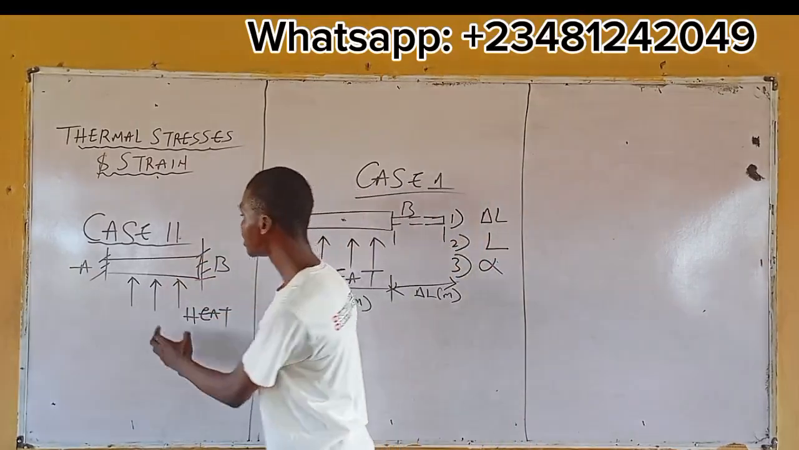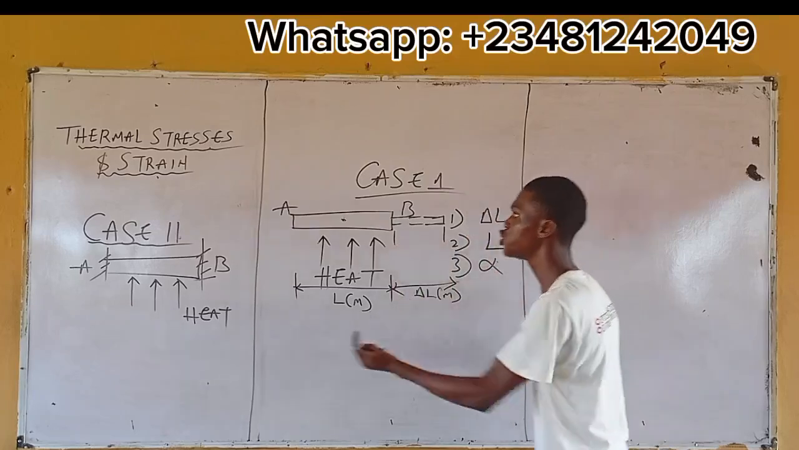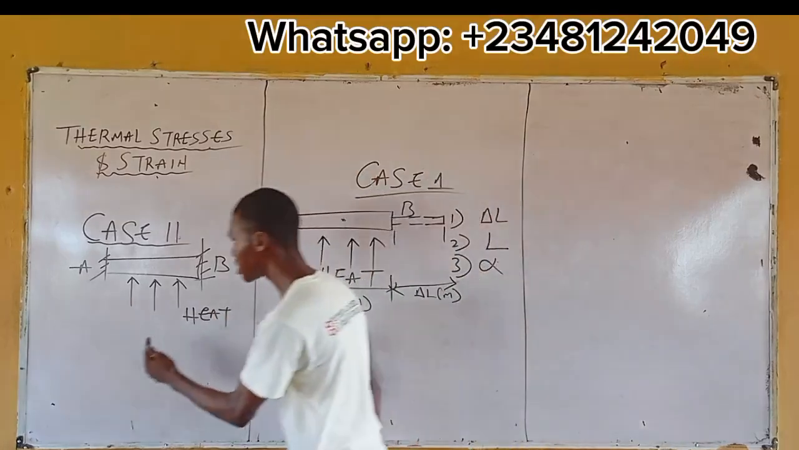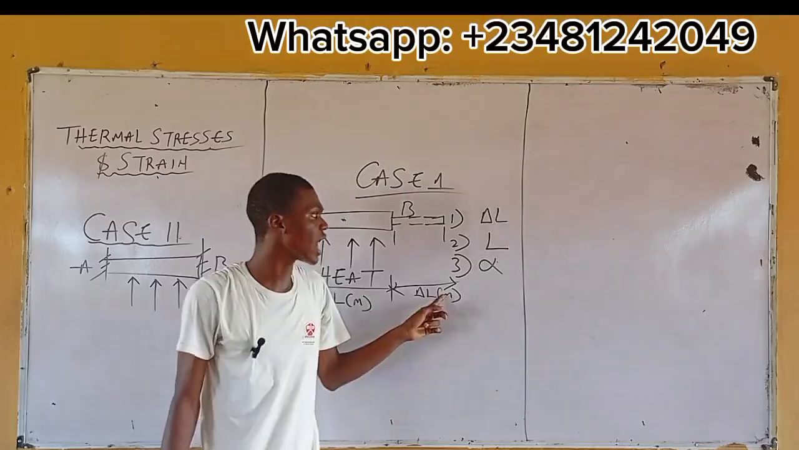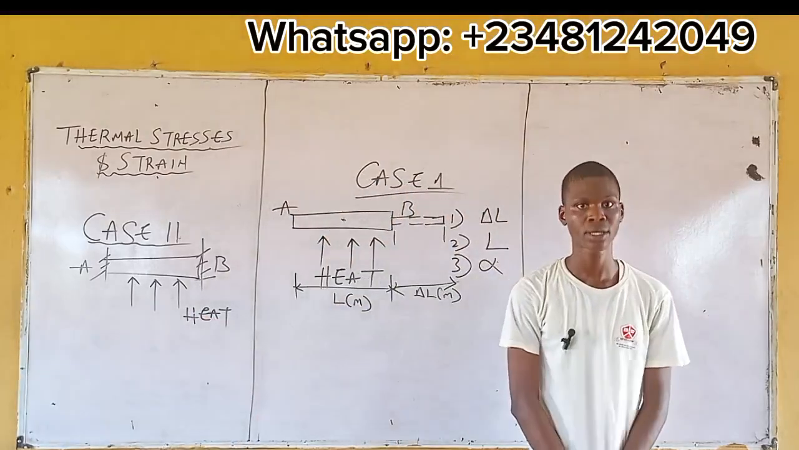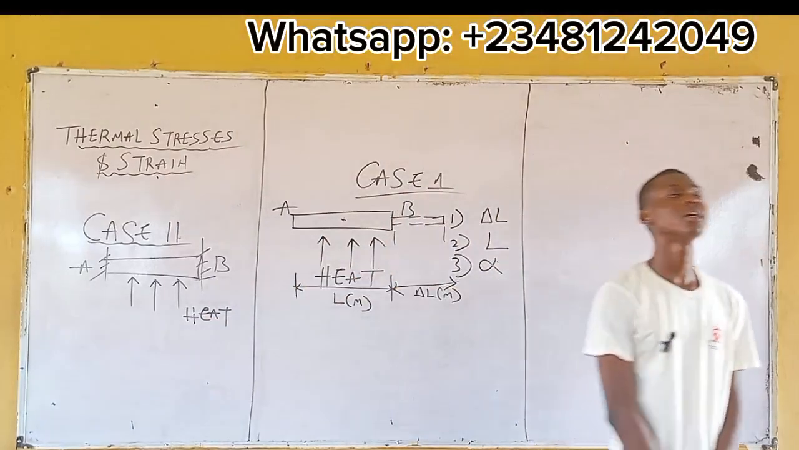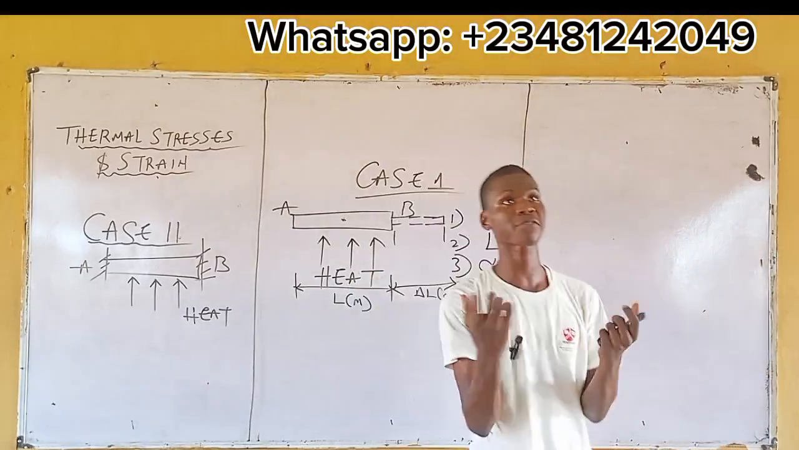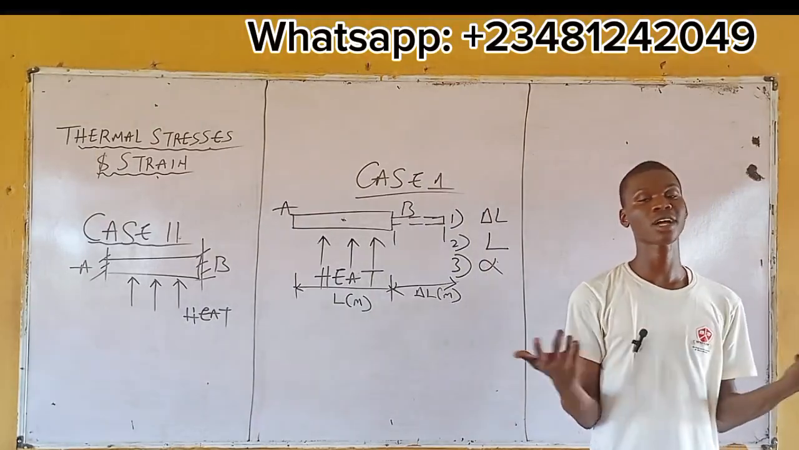What made this body have an increase in length is the stresses that have been induced in this body. Same stresses have been induced in this body. But the question is, the way this one increases in length, can this one also increase in length? Why? Because it is fixed. That's why you have cracking.